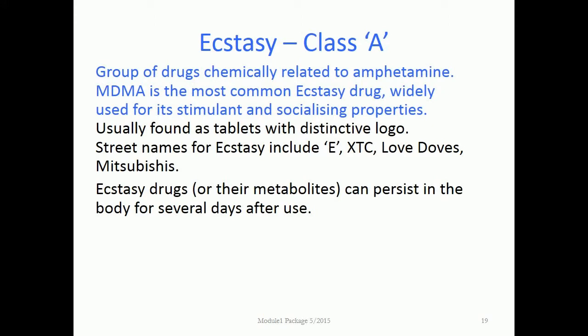Ecstasy, Class A. A group of drugs chemically related to amphetamine. MDMA is the most common ecstasy drug, widely used for its stimulant and socializing properties. Usually found as tablets with a distinctive logo. Street names for ecstasy include ecstasy, love doves, Mitsubishis. Ecstasy drugs, or their metabolites, can persist in the body for several days after use.